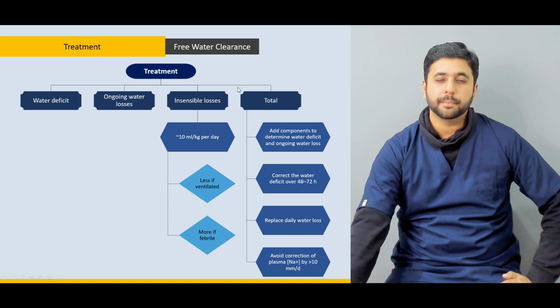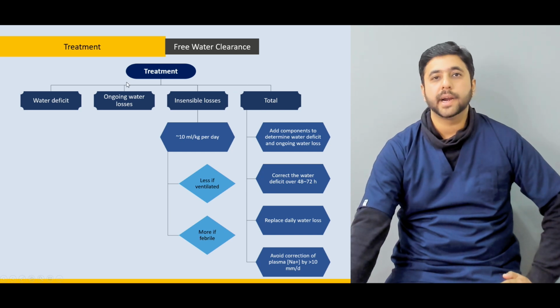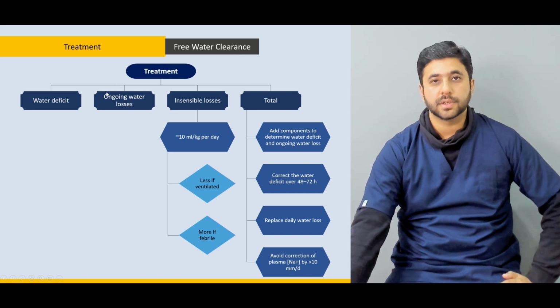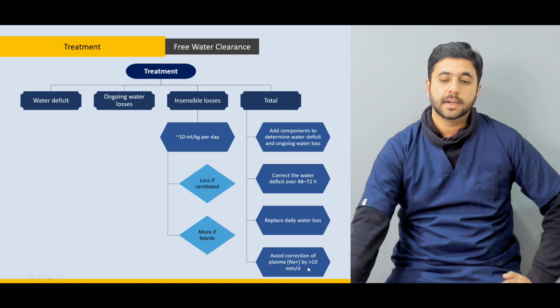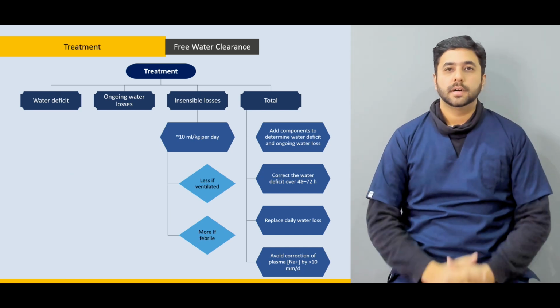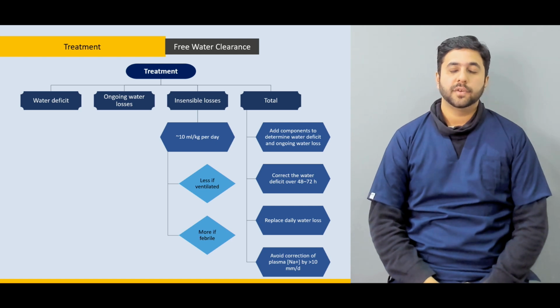This is a complex calculation which won't be required at your level in the undergraduate studies, but when you are going to work in wards, you will require this equation and this calculation to calculate the total free water loss, and then correct it by not greater than 10 millimoles per day. So this is how we are going to calculate the free water deficit and how we are going to correct it.